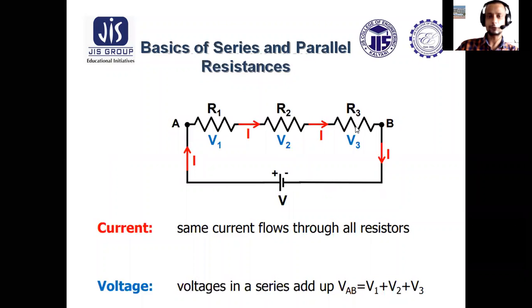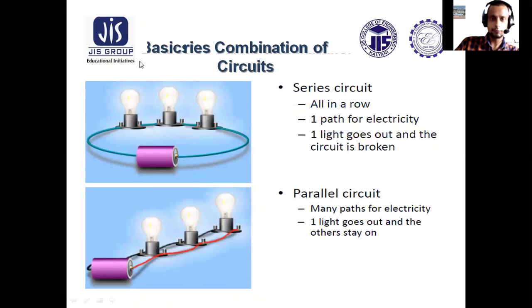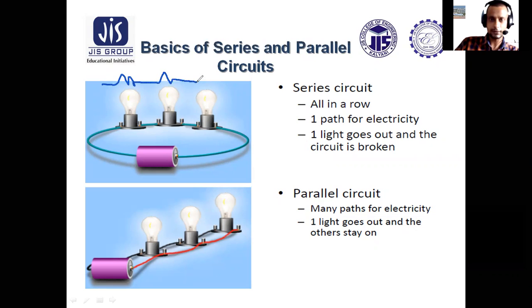Now for calculation purposes, see, what is resistance? A filament bulb has its own resistance. So this bulb may be considered as a resistance. This also may be considered as another resistance. This may be considered as another resistance. In the first class, I told you how to draw a circuit diagram from a schematic. So this schematic diagram can be replaced by this circuit diagram.